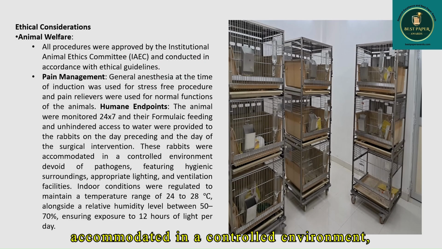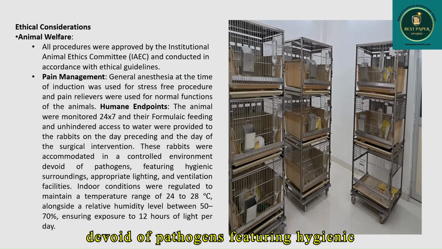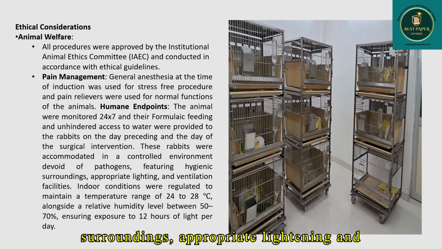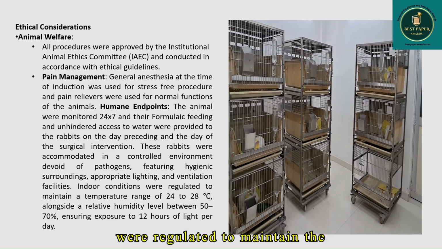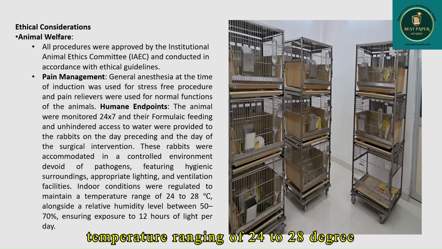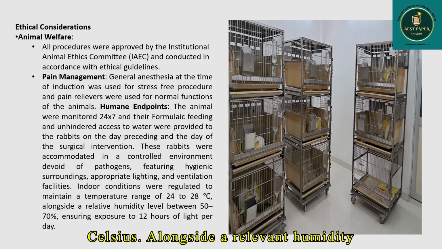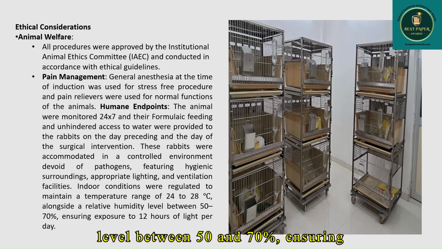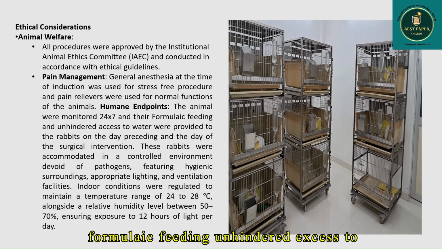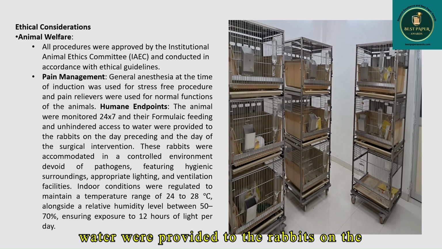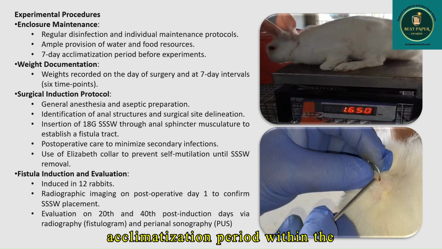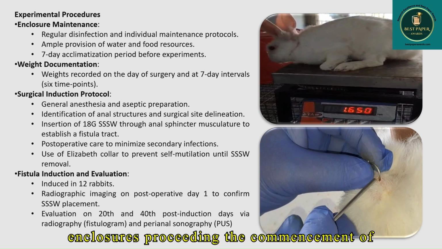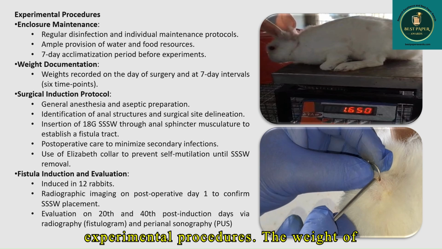These rabbits are accommodated in a controlled, pathogen-free environment featuring hygienic surroundings, appropriate lighting and ventilation facilities. Indoor conditions were regulated to maintain a temperature of 24 to 28 degrees Celsius, alongside a relative humidity between 50 and 70%, ensuring exposure to 12 hours of light per day. Normal feeding and unhindered access to water were provided to the rabbits on the day preceding and the day of surgical intervention. A mandatory 7-day acclimatization period within the enclosures preceded the commencement of experimental procedures.